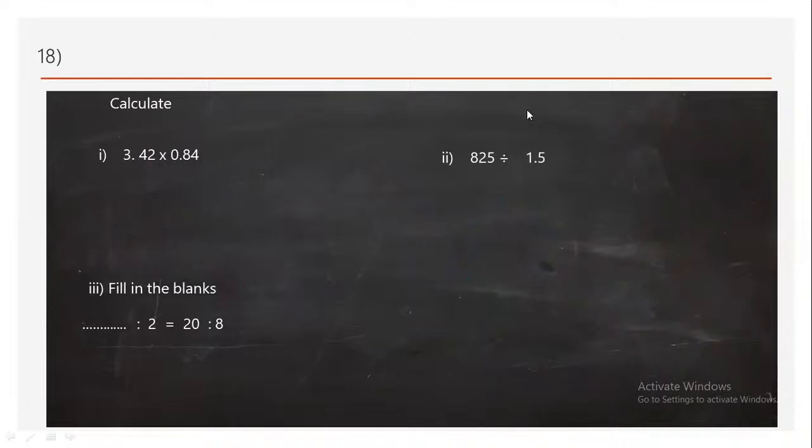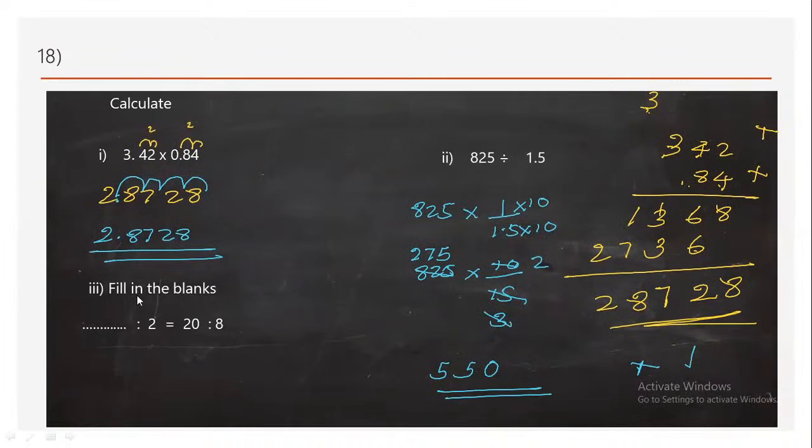We have another one. Fill in the blanks. This is related to ratio. Look at here, 8. To get the 8, it means this has already been multiplied by 4. If you divide 8 by 4, you are getting 2. Then if you divide this 20 also by 4, you are getting the answer 5. Then 4 times 5, 20, 4 times 2, 8. So we can put the answer here, 5.